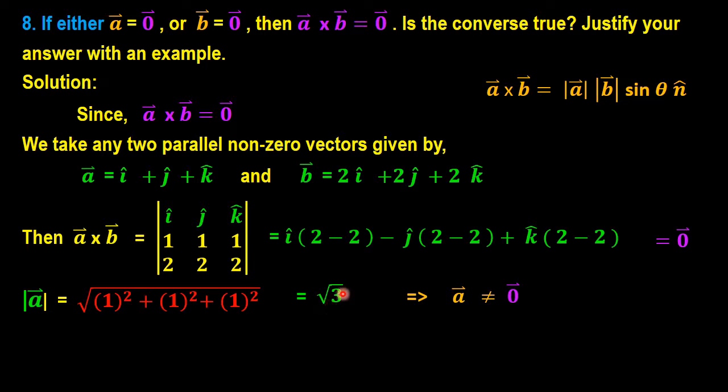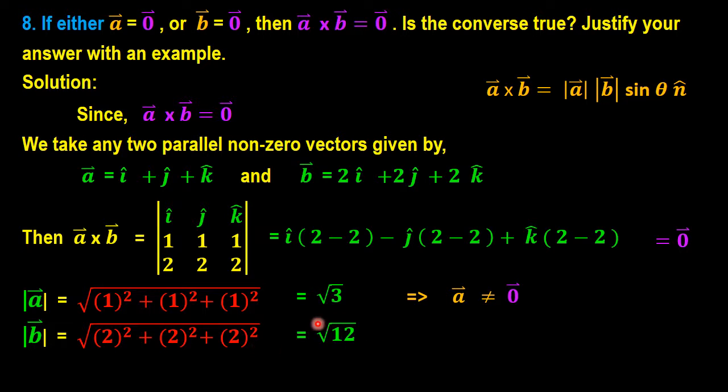here we have got a non-zero magnitude of A. Similarly, we find the magnitude of vector B. The magnitude of B is the square root of 2 squared plus 2 squared plus 2 squared, which is root 12. So this is also not 0, which implies that B is also not a zero vector.